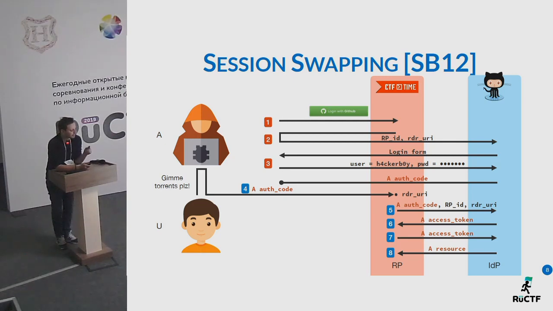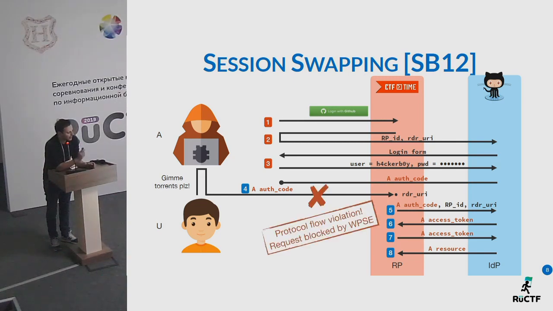What happens is that subsequently, CTF time continues the protocol flow with GitHub, and the overall result is that I'm forced into the attacker's account without noticing. And why is this issue solved by WPSE? Essentially because our monitor detects that a message with the shape of message number 4 in the protocol is being performed without having performed the previous steps. So the message is out of order and therefore blocked by our extension.